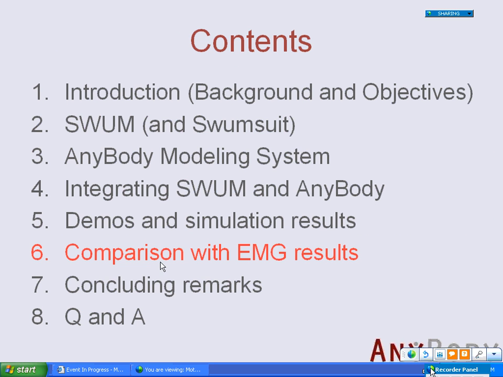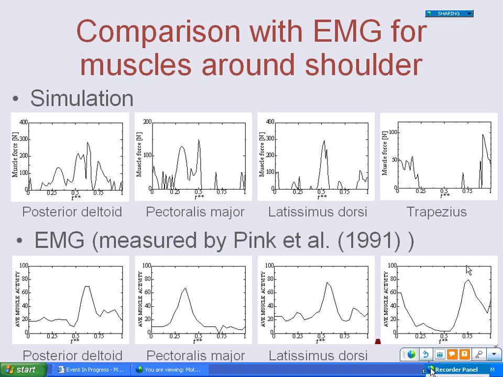So final topic, comparison with EMG results. And this slide shows a comparison with EMG for muscles around shoulder. Above is simulation and below is EMG measured by Pink et al., 1991. And posterior deltoid, pectoralis major, latissimus dorsi, and trapezius.